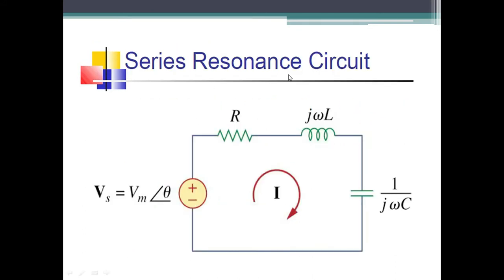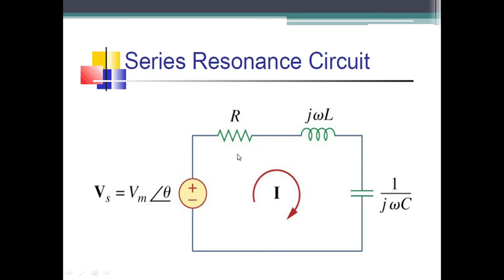Then the series resonance. In the case of series resonance, your resistor, inductor and capacitor are connected in series and you apply the voltage Vs having magnitude Vm at an angle theta. Due to the voltage source, current flows through the circuit. The voltage drop across the resistance is I into R, then L di by dt, and then 1 upon C integral of I dt. This is the equation we form for the series resonance circuit.